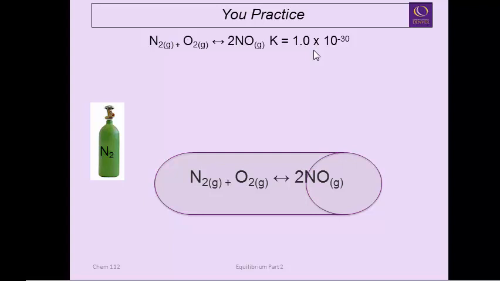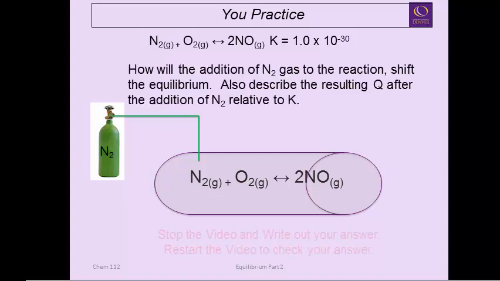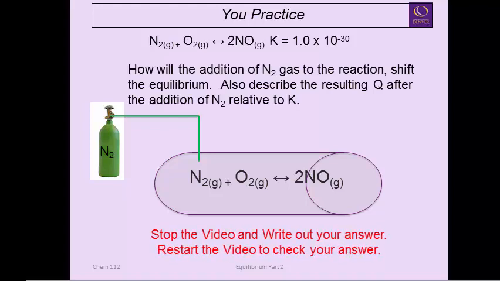But what would happen if you were to take nitrogen gas into this reaction and start pumping it into a closed cylinder where this reaction is taking place? So now basically you're adding more nitrogen to this reaction. In what way would it shift? So right now you stop the video, read this question, think about the situation, and write out your answer based on both LeChatelier's and the Q.